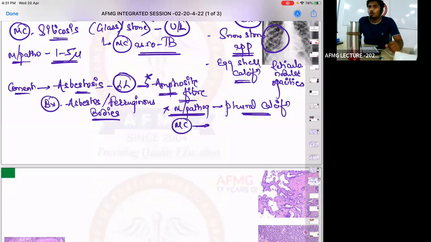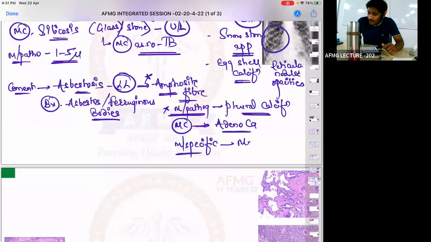Most common tumor associated with asbestos is lung cancer, but the most specific tumor associated with asbestos is mesothelioma. Mesothelioma means it is a pleura-based tumor which arises from the pleural cavity. No issues with this. So remember, most common is lung cancer, most specific is mesothelioma. These questions have come up again and again.